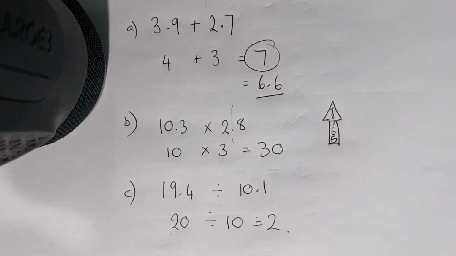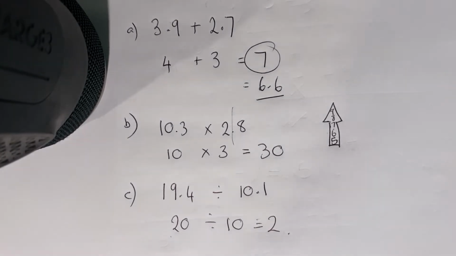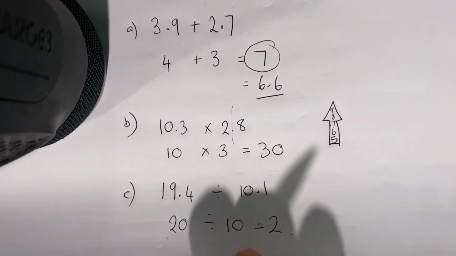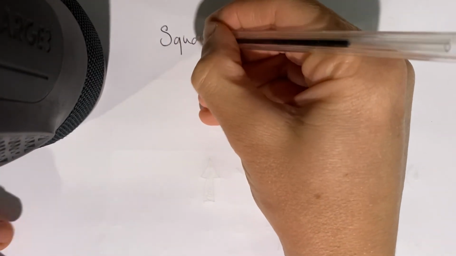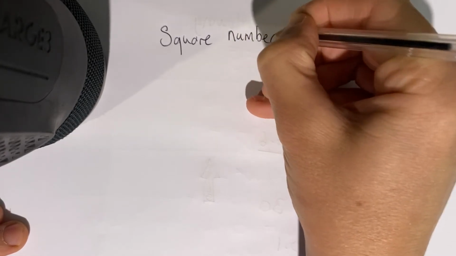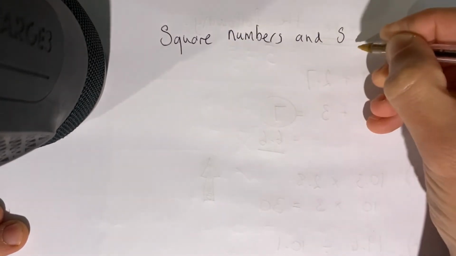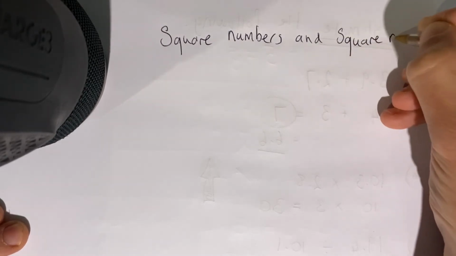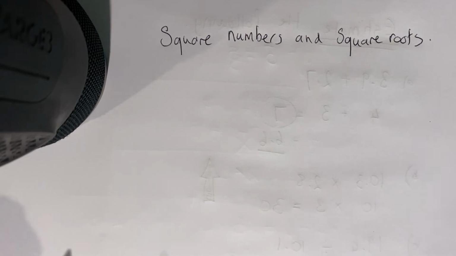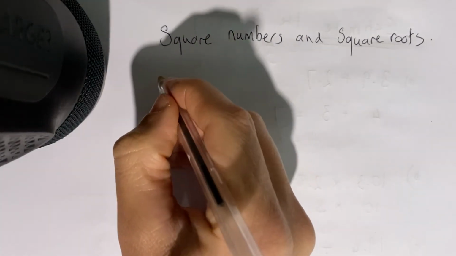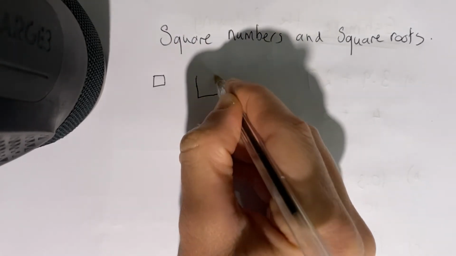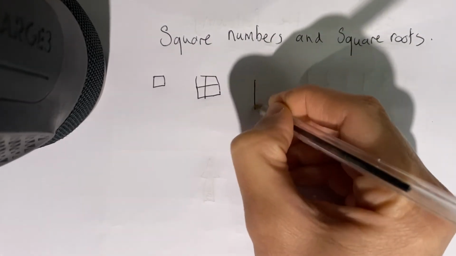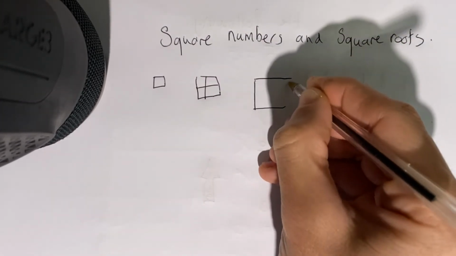Okay, great. So the next section that we've got on this is square numbers and square roots. Square numbers are relatively straightforward. They're basically based around if you were making squares out of blocks, what numbers would you get? Like how many blocks would you get there?